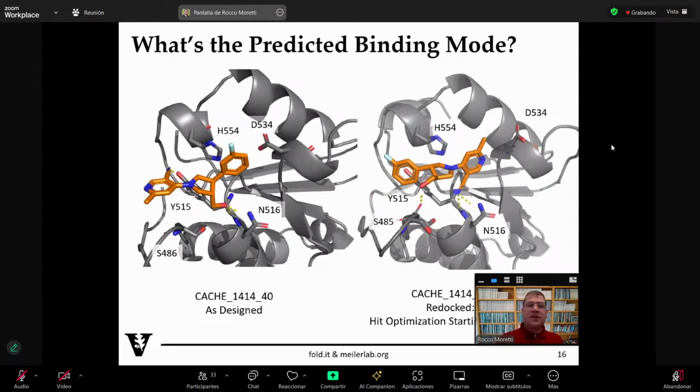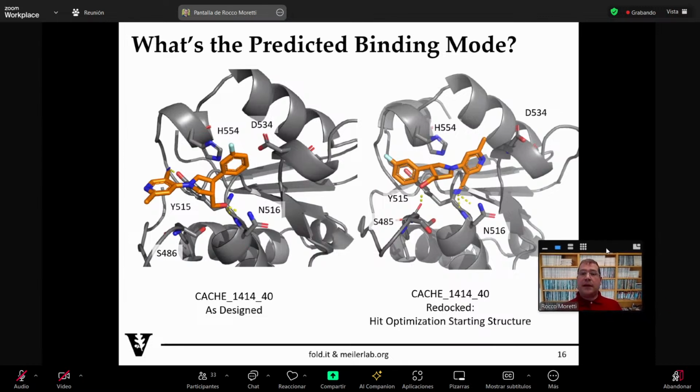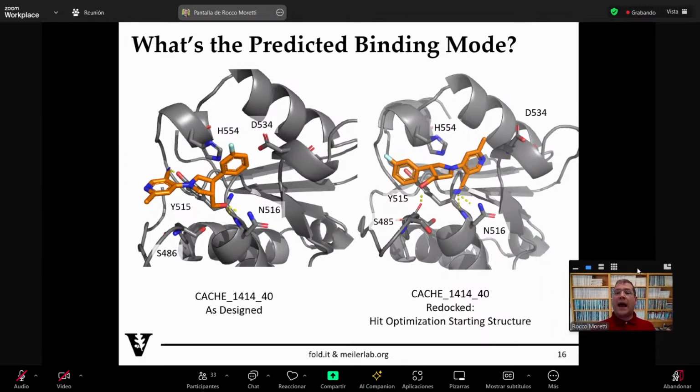Something interesting happens, though, when we redock this. On the left, again, is the design structure, but on the right is the Rosetta redocked structure. And in redocking, this molecule flips end over end. So now it's the aromatic nitrile that is hydrogen bonding to the asparagine 516, and the hydroxyl group is now hydrogen bonding to the carbonyl between serine 485 and 486.